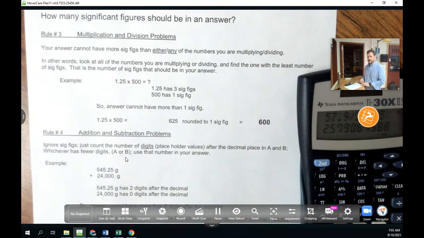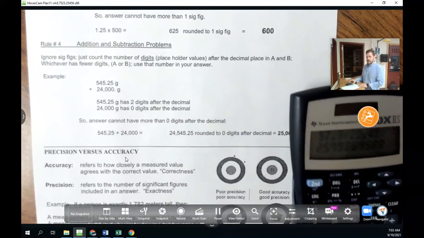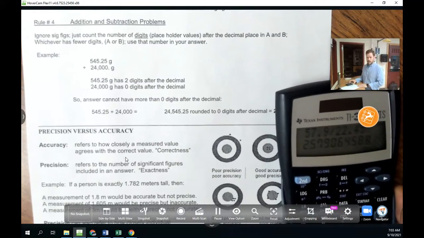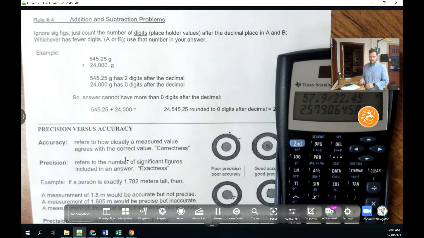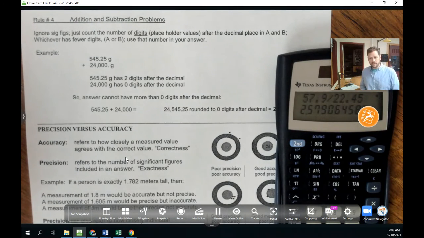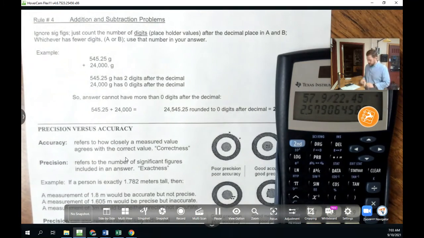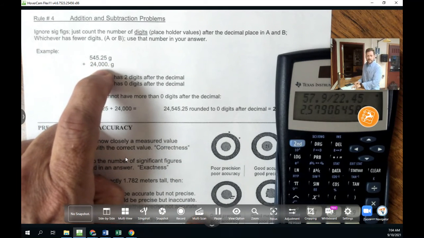Now, we'll practice that a little bit, but I want to introduce the rules for addition and subtraction while we're at it. And then we'll practice all of these together. When we're adding or subtracting numbers, we're not going to pay attention to the number of significant figures per se, but rather the placeholder value of the numbers we're adding or subtracting. So you might look at these two numbers and say, well, that has 5 significant figures and that has 5 significant figures, so can't I keep 5?